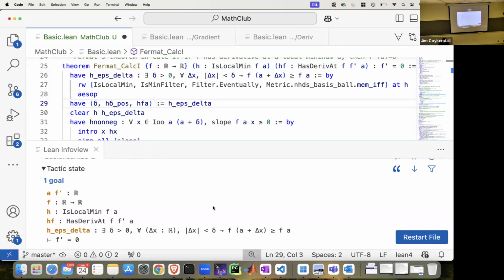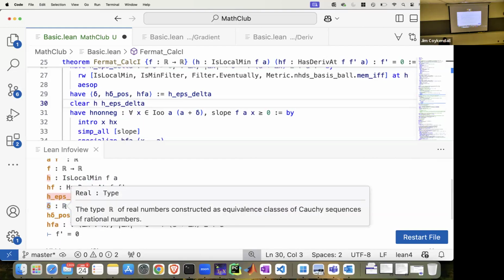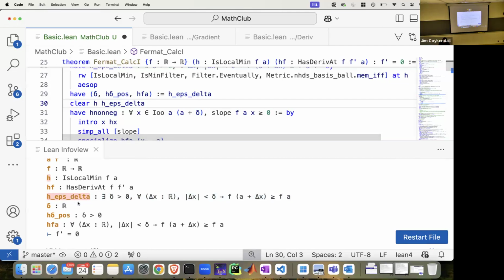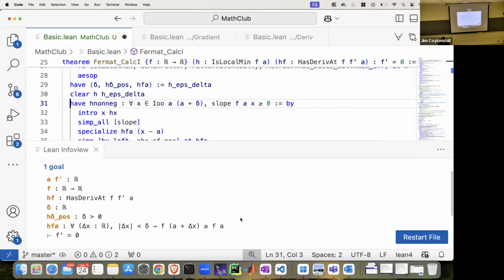We also need one more statement. As soon as I have this statement, I can write it down in a more detailed way. I'm going to say that there exists a delta. So I know exactly what that delta is. And I know that the property of the delta is that it's greater than 0. And for any delta x in this interval, the function value is greater or equal to f of A. So with the more detailed description, I can remove the original description of local minimum I wrote before. So this is the status of the proof.